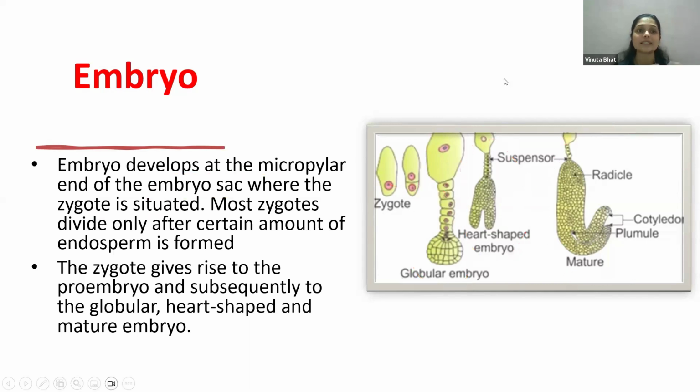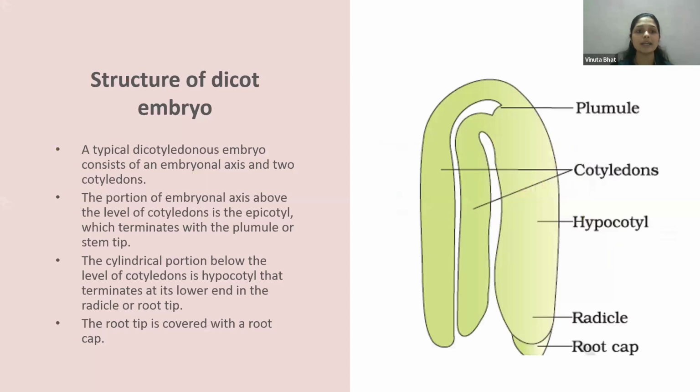These developments are similar in the monocots and the dicots. The embryo development is the same in monocot and dicot, but the mature embryo is different in dicot and the monocot. The structure of the dicot embryo.